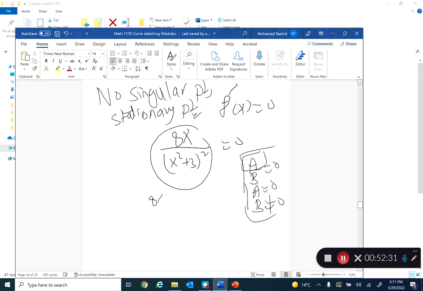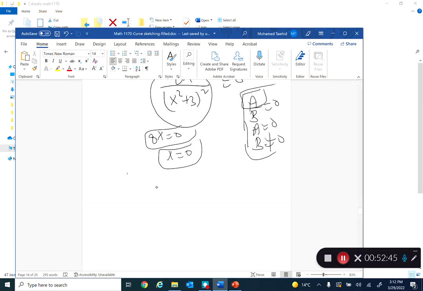So here, 8x equals 0. Then how to solve this? Divide by 8, you get 0. So x equals 0. Is x equals 0 inside the domain? Yes, because the domain is all real numbers. What is the domain? All real numbers, right? So is this one a stationary point?